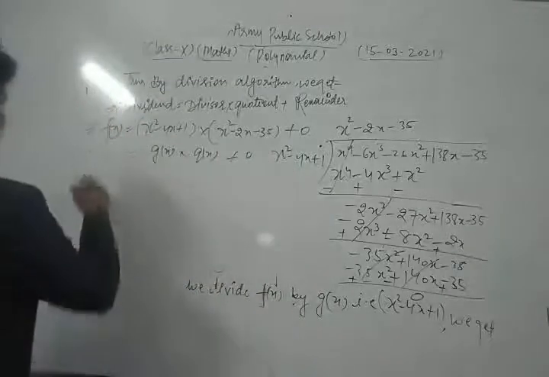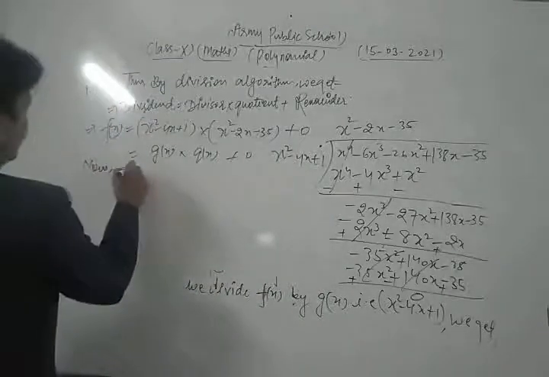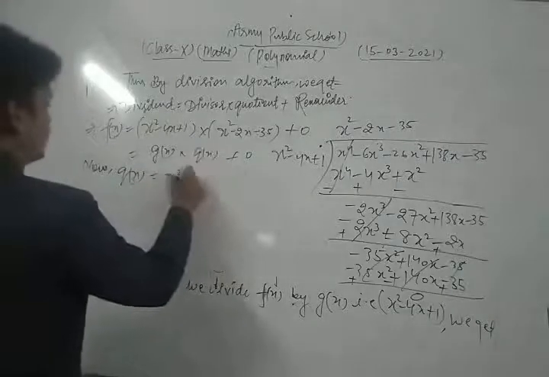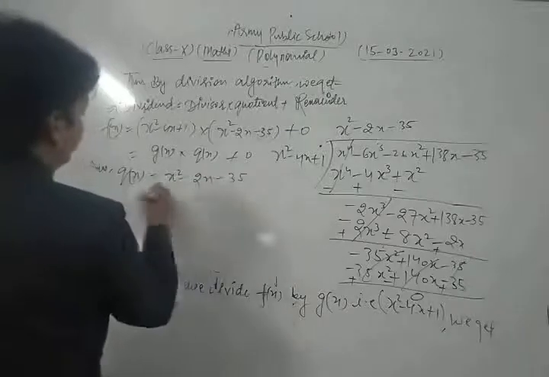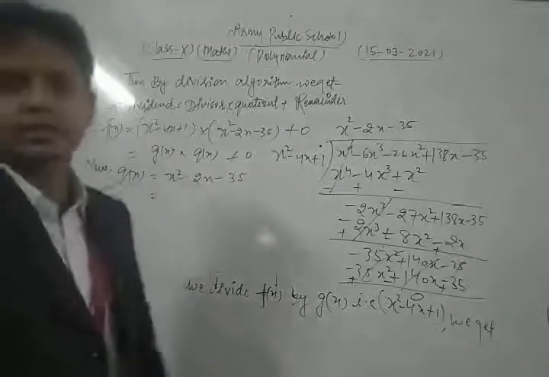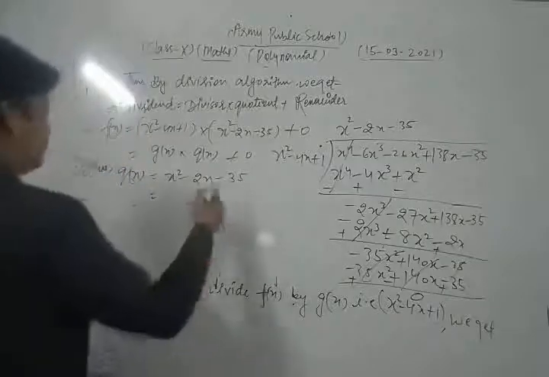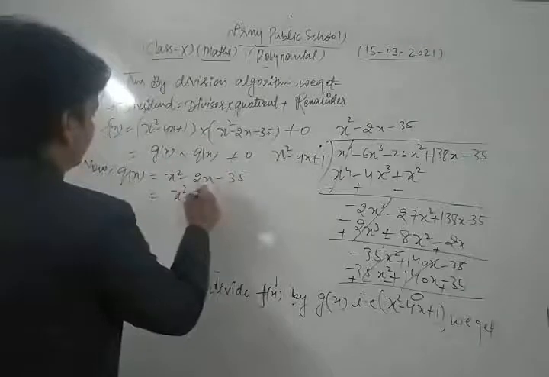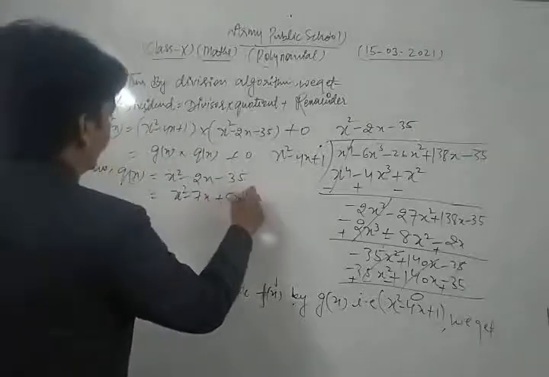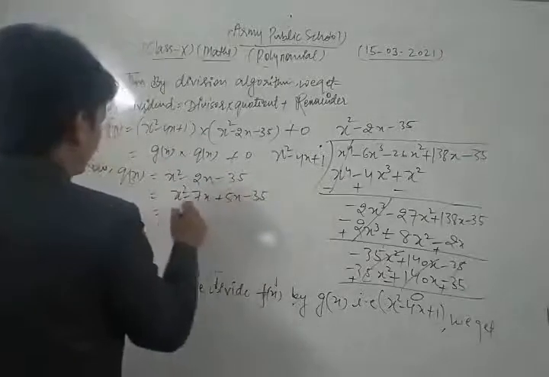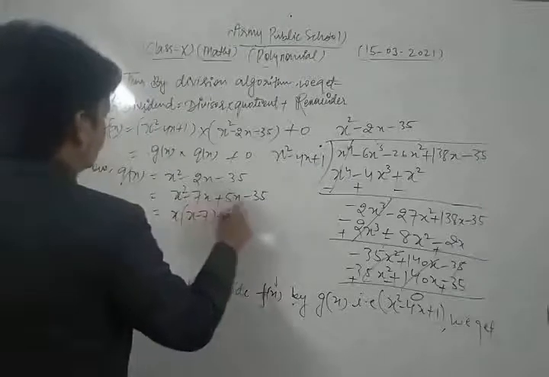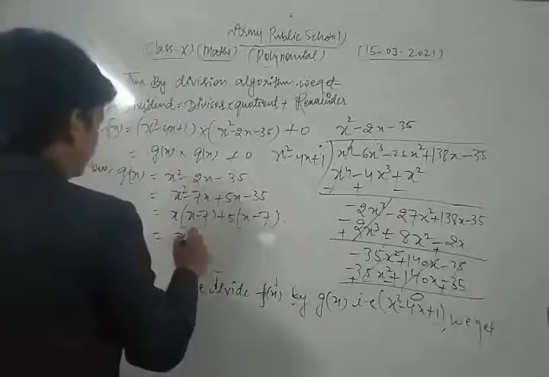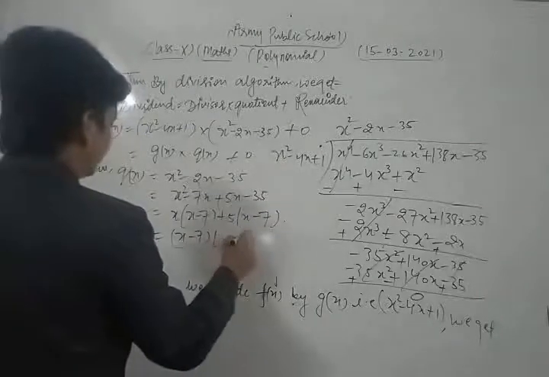So for that we take q of x as x square minus 2x minus 35. Now we just factorize that by splitting the middle term. So we get 35 as 7 times 5, so x square minus 7x plus 5x minus 35. So x is common, x minus 7 plus 5 is common, so we take x minus 7 in one bracket and x plus 5 in another bracket.